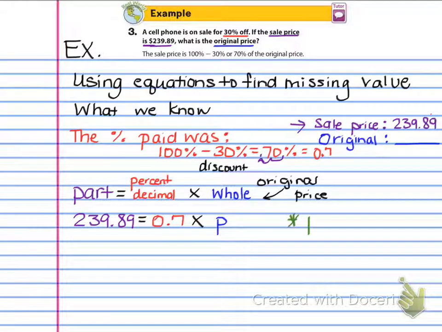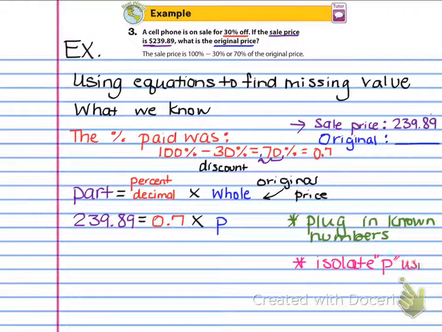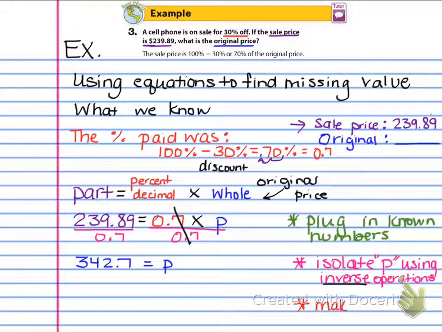So from here, you're just going to want to make sure that you plug in the known values or the known numbers. Then you're going to isolate P using inverse operations. So you're going to divide each side by 0.7 so that you can get the answer for P. The answer that you get on your calculator is 342.7 equals P.